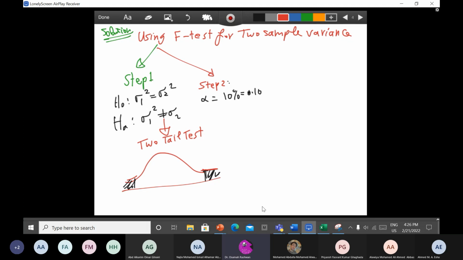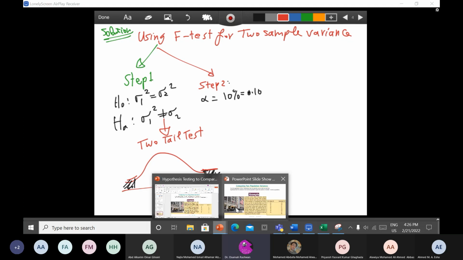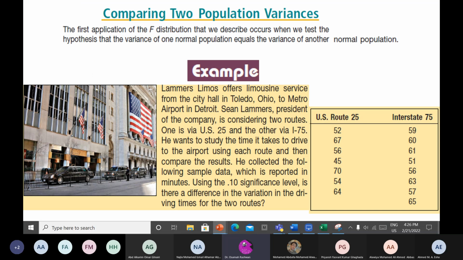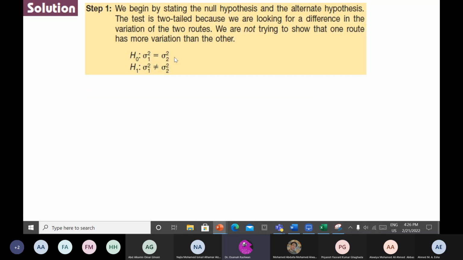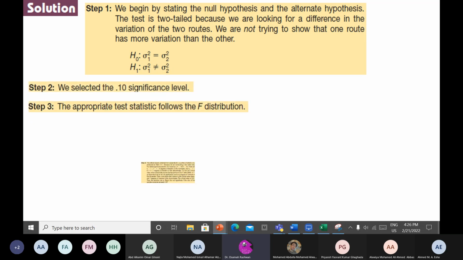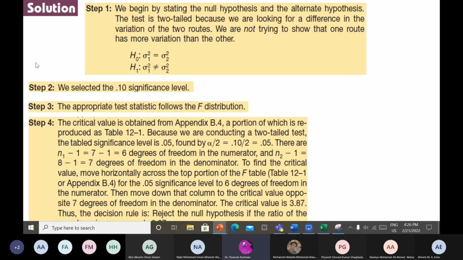So I'll go to the presentation to show you how to use the table. This is what we have written so far, and this is the level of significance. I need 2 degrees of freedom. For the first sample, the degree of freedom is the sample size minus 1. In the first sample, I have 7 items, so the degree of freedom is 6. The second sample has 8 items, so the degree of freedom is 7.